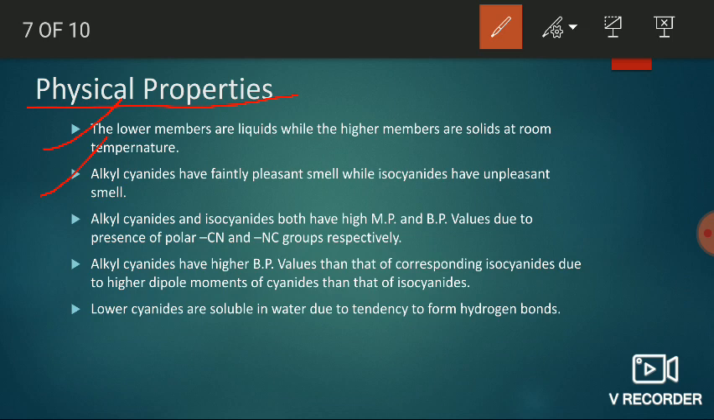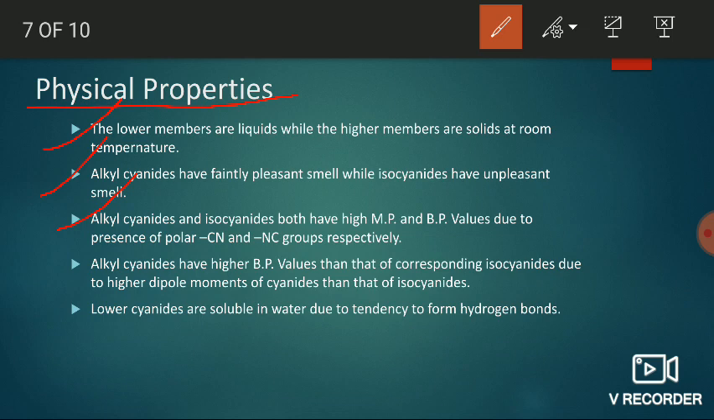Next, the melting and boiling points of the compounds. Generally, cyanides as well as isocyanides both have high melting and boiling points due to the presence of polar cyanide and isocyanide groups respectively. They have higher melting and boiling points than hydrocarbons and alkyl halides of the same molecular weight. It is due to the more polar nature of cyanides and isocyanides.